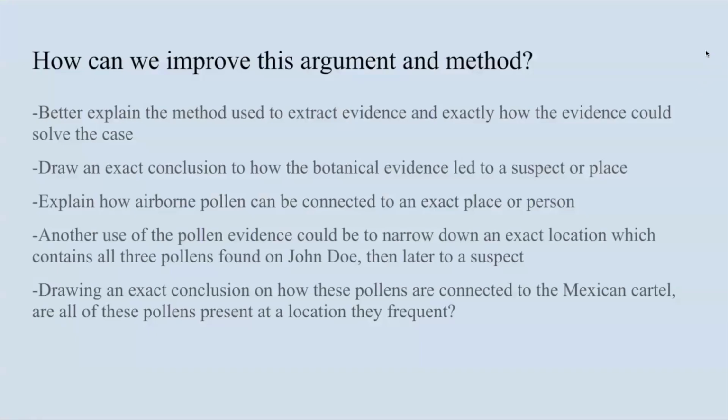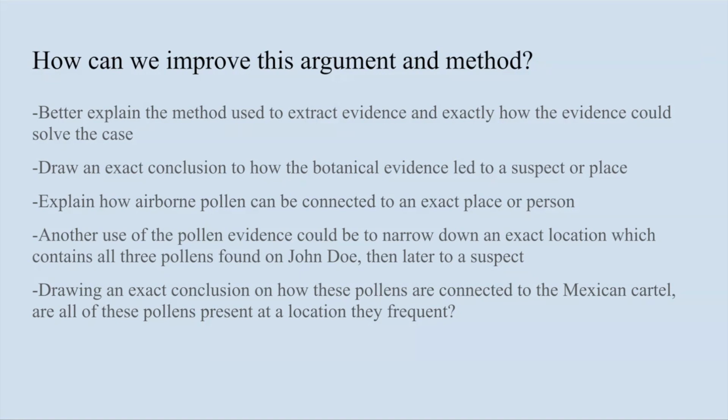So how can we improve this argument and method? To begin, we could better explain the method used to extract evidence and exactly how the evidence could solve the case. We could draw an exact conclusion to how the botanical evidence led to a suspect or place. We can explain how airborne pollen can be connected to an exact place or person.